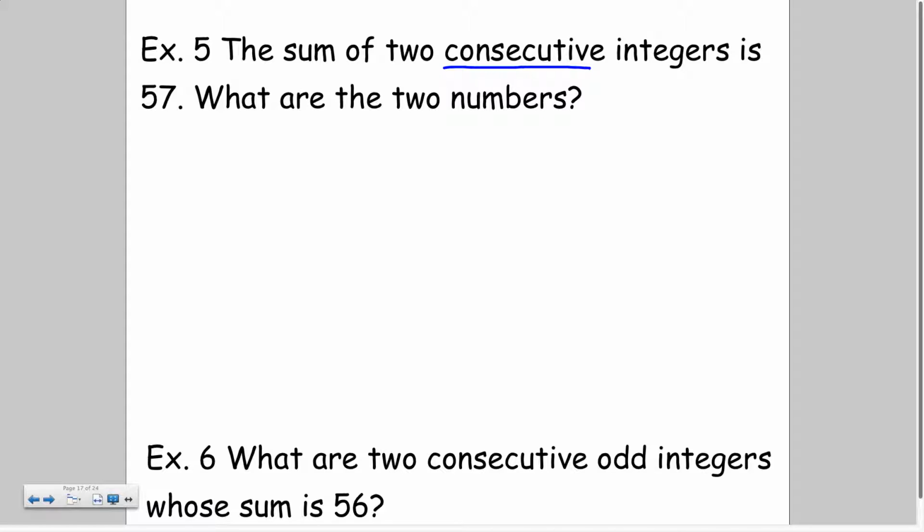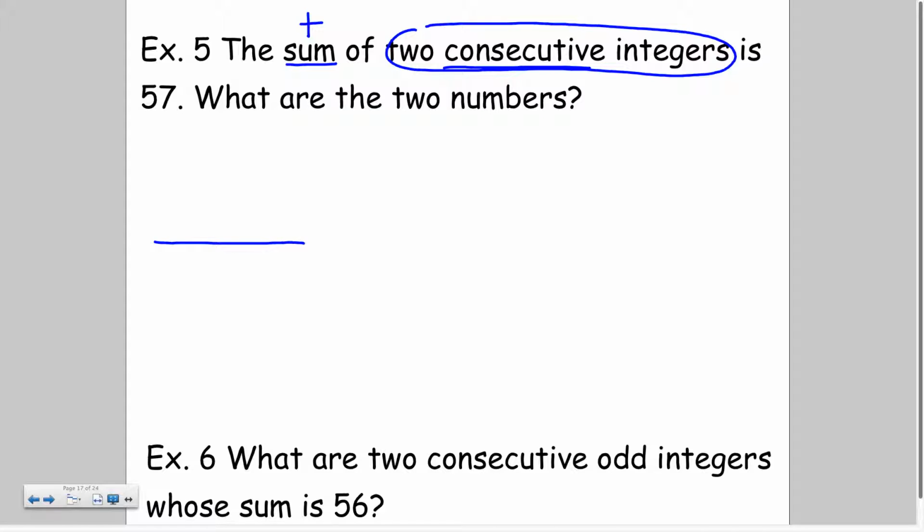So in this problem, it tells the sum. Well, first of all, you need to know that the sum means to add. And it tells you 2 consecutive integers. That means 2 numbers that are in a row, side by side, is 57. So I would draw 2 blanks because you know you have 2 numbers. And it says the sum, so we're adding those 2 numbers. The sum is 57. We need to know what are those 2 numbers.